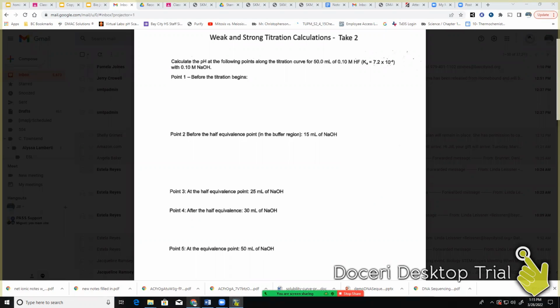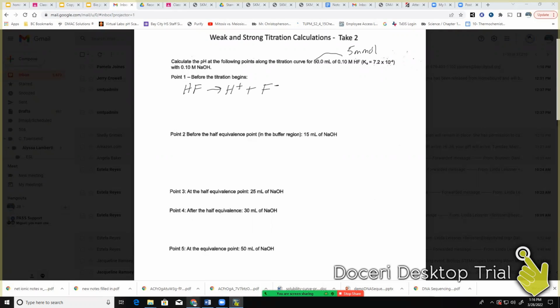So my hydrofluoric acid, which is a weak acid, that's my titrant. If I do 50 times 0.10, that tells me that I have 5 millimoles of that, and that's never going to change. My sodium hydroxide is 0.1 molar, so that's the one that's going to be changing. Before the titration, all I have is that weak acid, so I'm just looking at this reaction. That's all that I'm looking at.